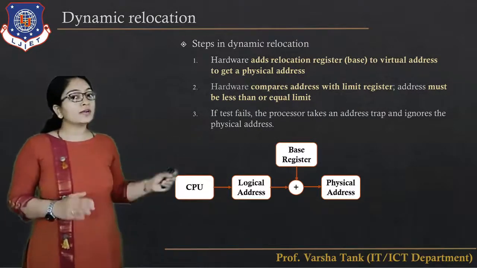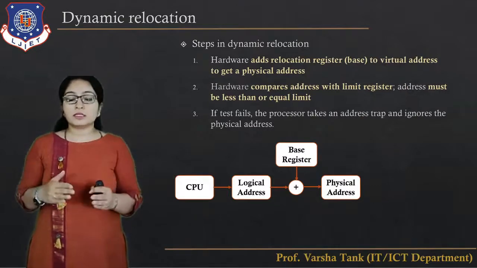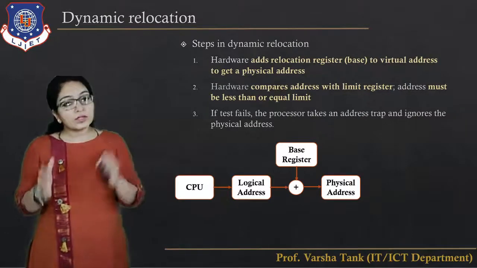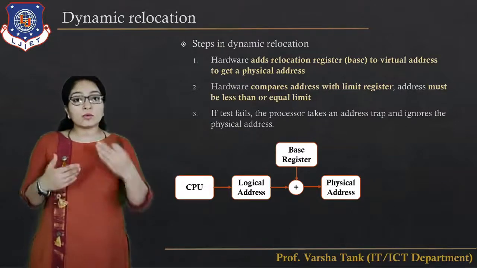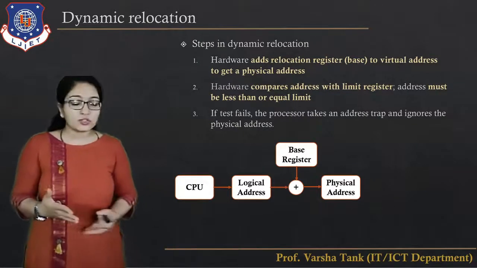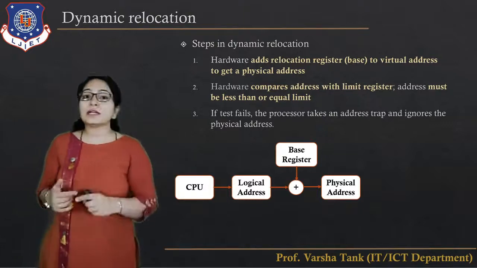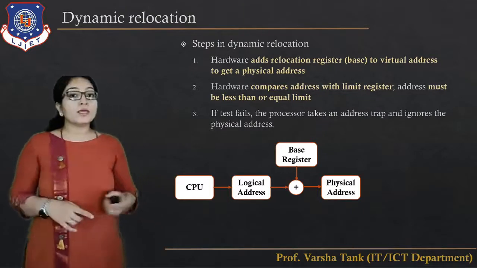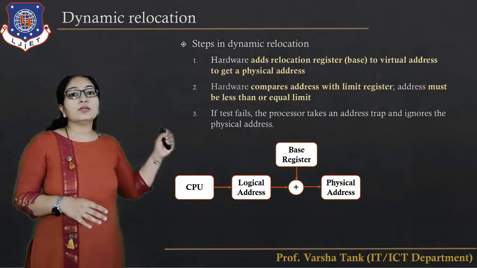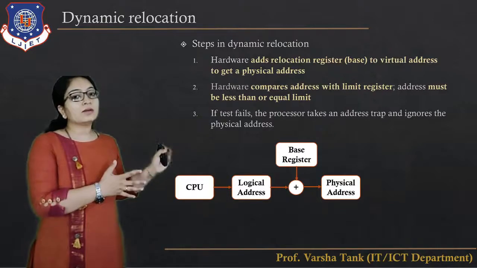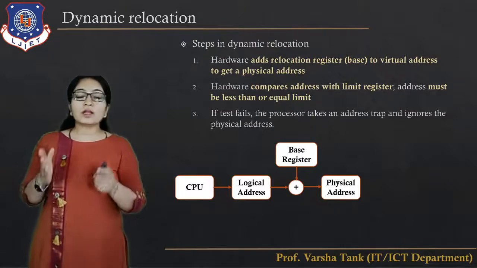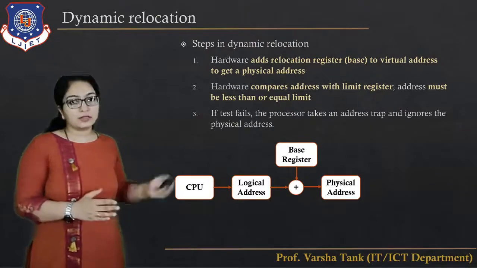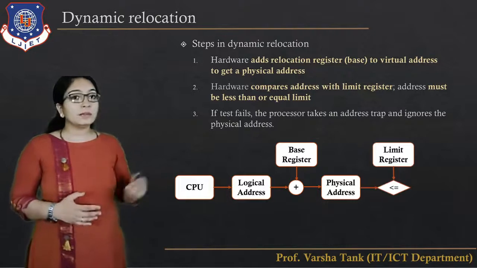So the virtual address will be generated by the CPU, and the physical address will also be generated by the CPU, but the physical address means what? When the program gets actual execution, at that time the address that is defined is known as the physical address. Okay, so the logical address will be added to the base register and it will define the physical address. Now what will the hardware do? Hardware will compare the address with the limit register.